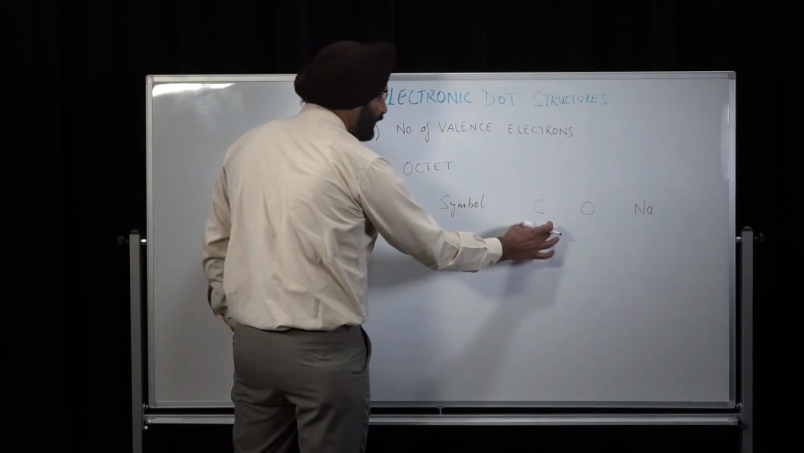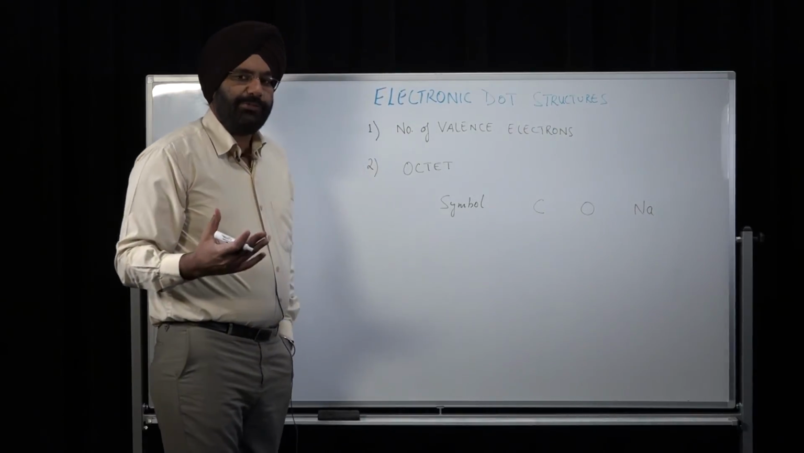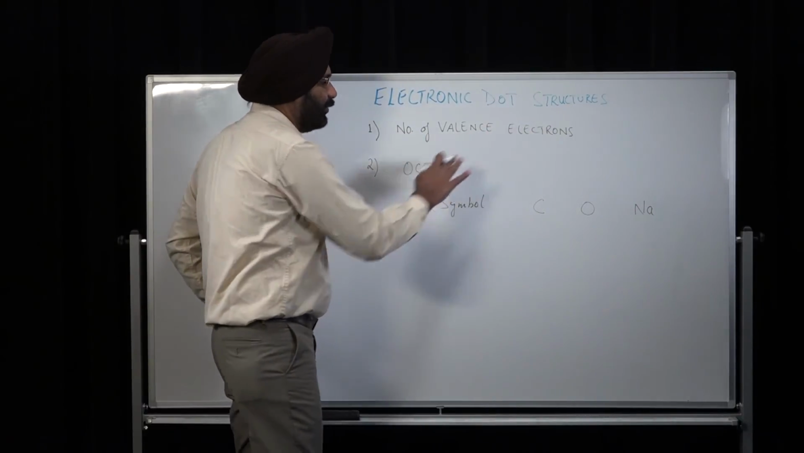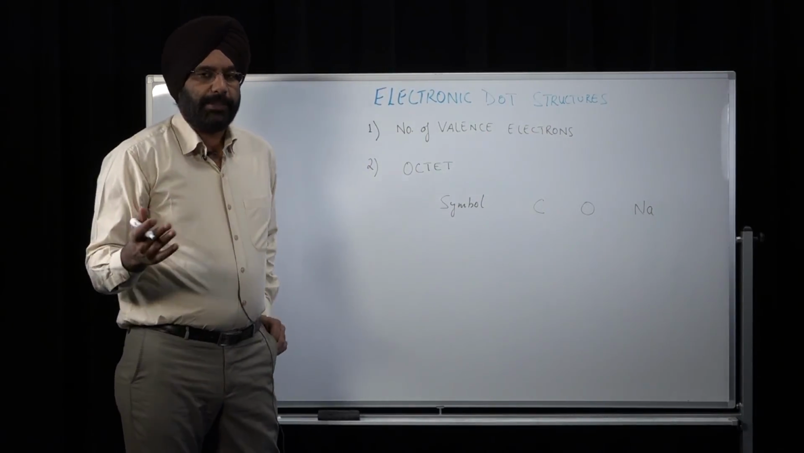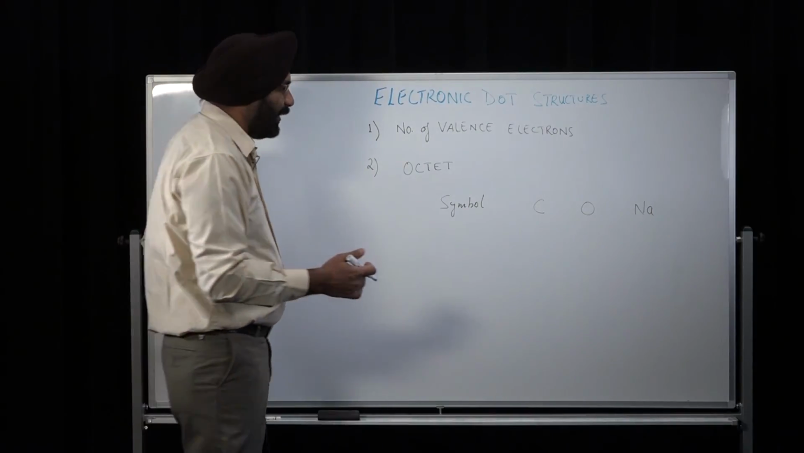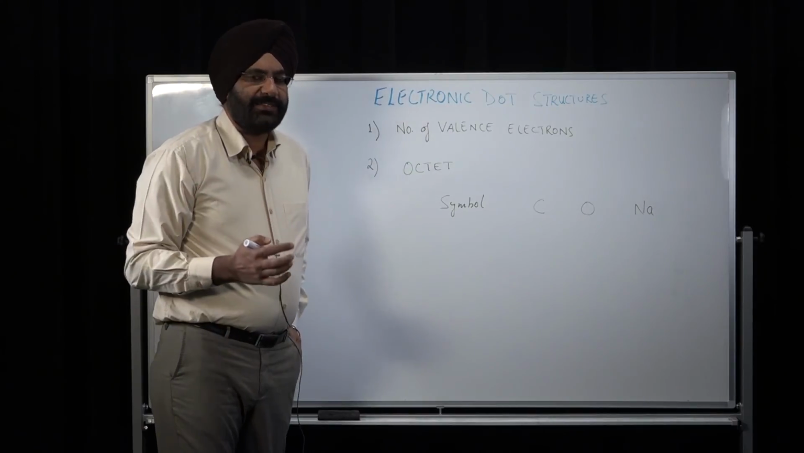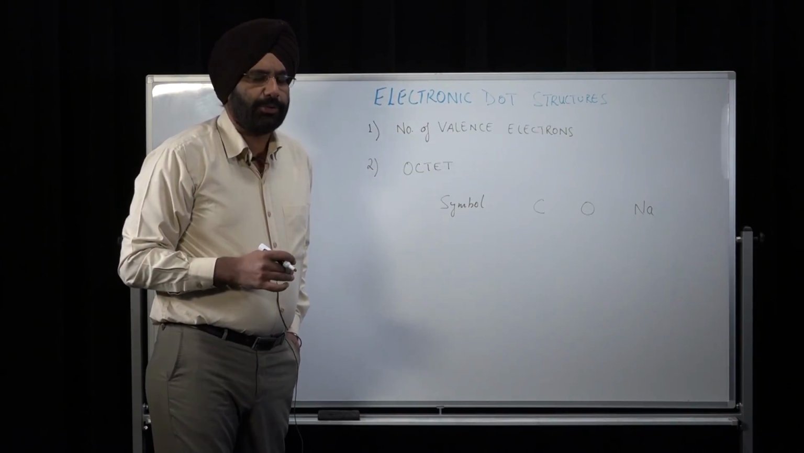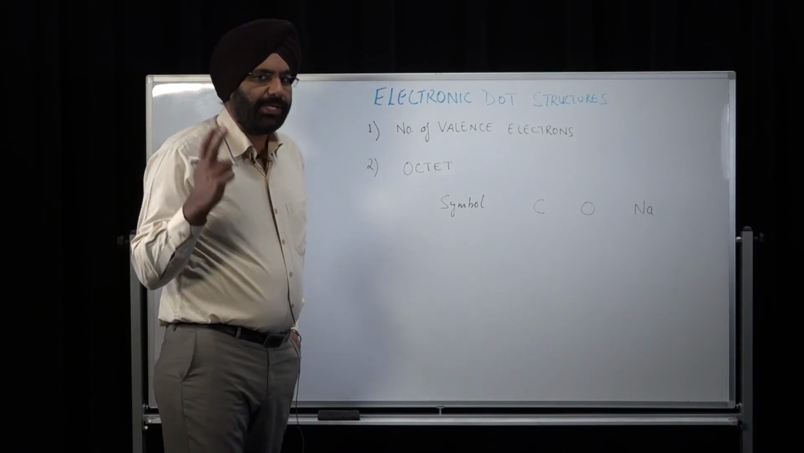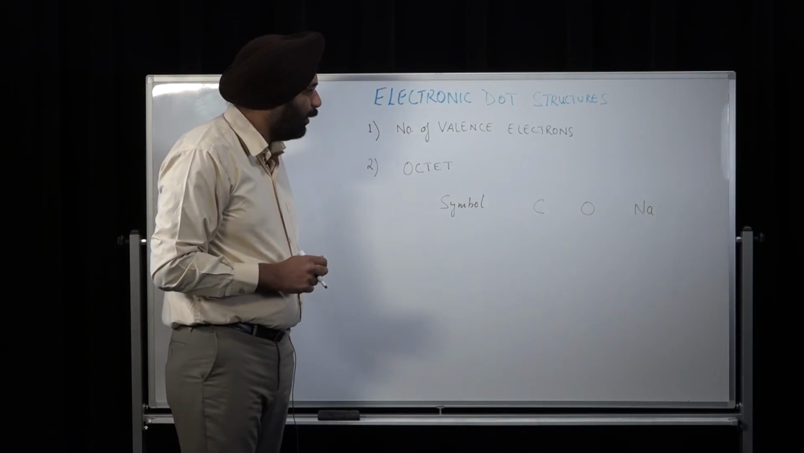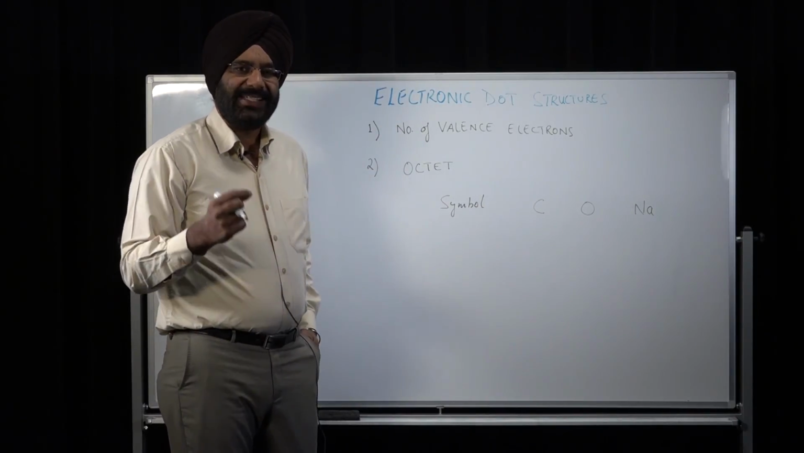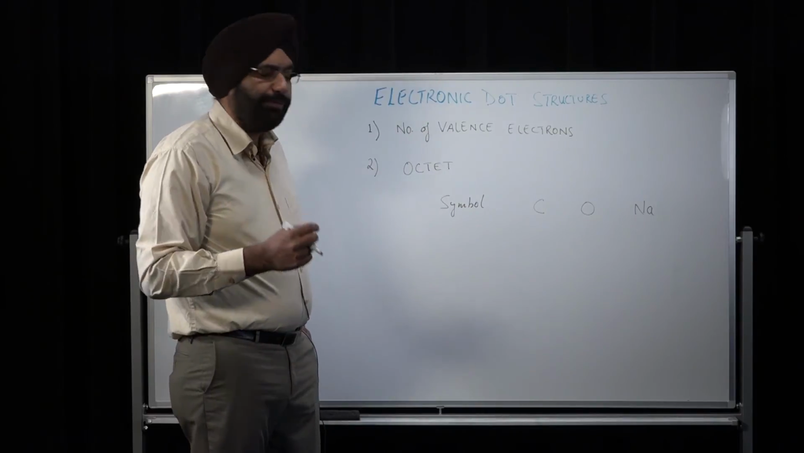So once we have decided that, then we need to find out the number of valence electrons on a particular atom. Say, for example, here carbon. Carbon has 4 valence electrons, 4 electrons in the outermost shell. How do I know? There are 2 ways through which I can know. One is by writing the electronic configuration.